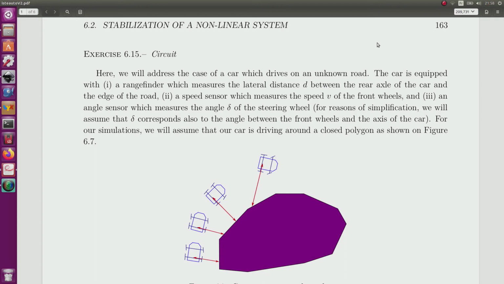This exercise is about a car which has to turn around a polygon. So the car is equipped with some sensors. It is able to measure its distance from the center to the polygon. It is also able to measure its speed and also the angle of the front wheel. And with these measurements only, we have to find a controller so that the car turns around a polygon. But the car does not know the shape of the polygon.